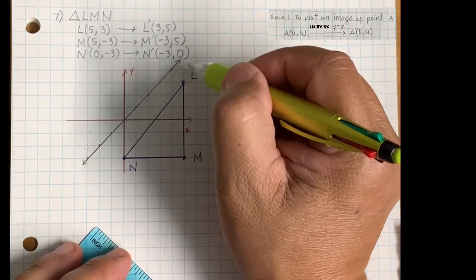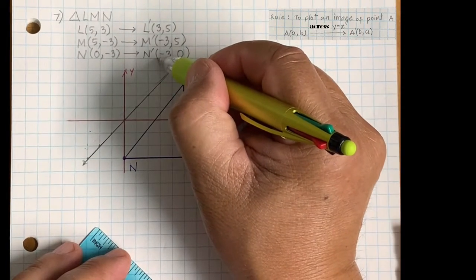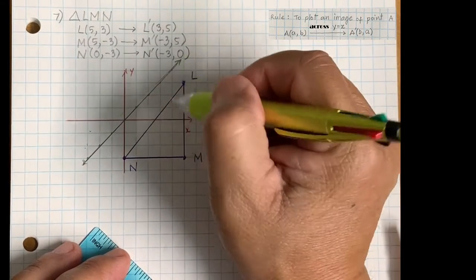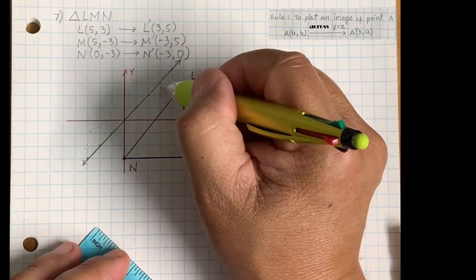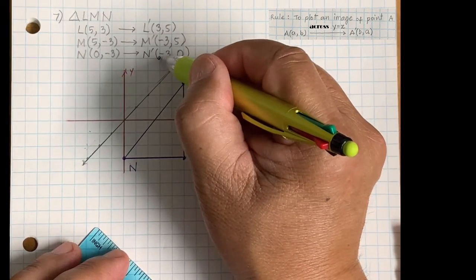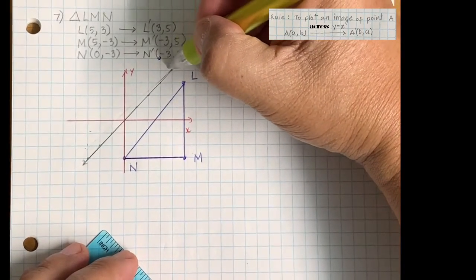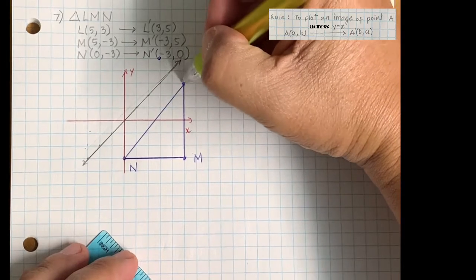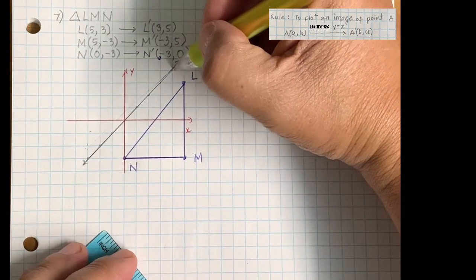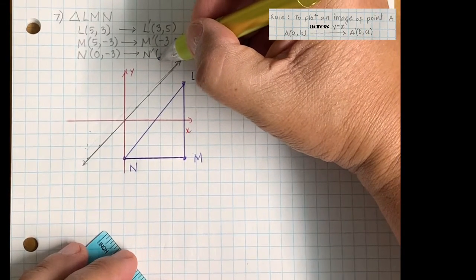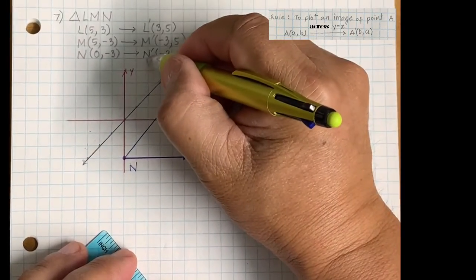So L prime is going to be what? Well, it's across here. It's going to be right here. So 3 and 5: 1, 2, 3, 1, 2, 3, 4, 5. Or you can draw a perpendicular line to this, and they have the same distance to the line y equals x. It's the mirror image, right?